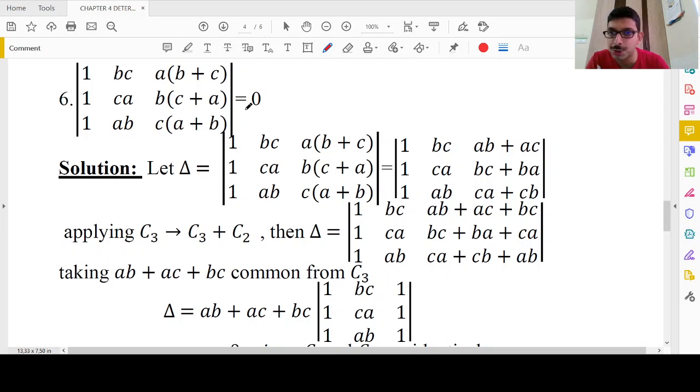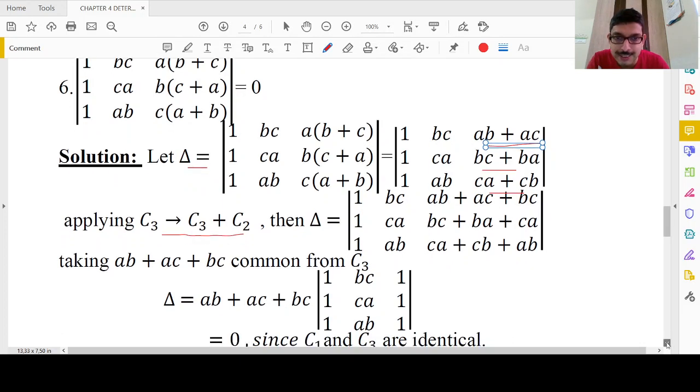So here also we have to show that any two rows or columns are either equal or proportional. If I take this determinant as delta and expand the third column, it will become AB plus AC, BC plus BA, CA plus CB. And if I change C3 to C3 plus C2, then it will become 1, BC, AB plus AC plus BC, BC plus BA plus CA, CA plus CB plus AB.